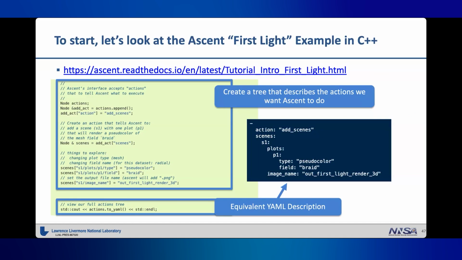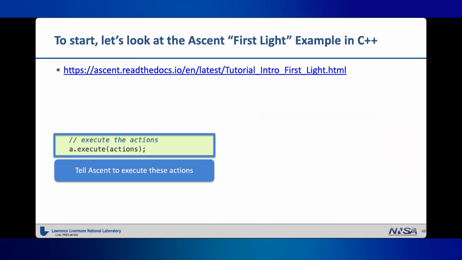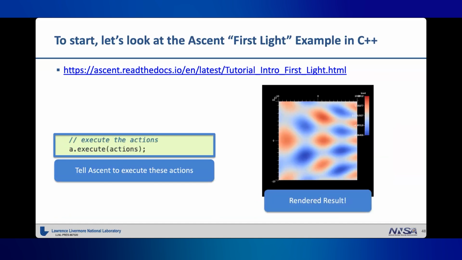So what we're doing here is we're adding a scene and we're making a picture, right? And we have some different setups for this. We ask it to do this for us, and then ta-da, we get a picture. So that's the basics. That's what it takes to use Ascent.